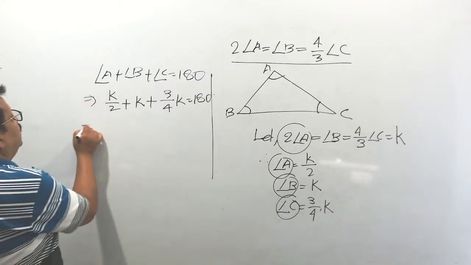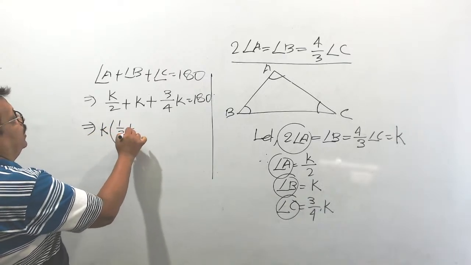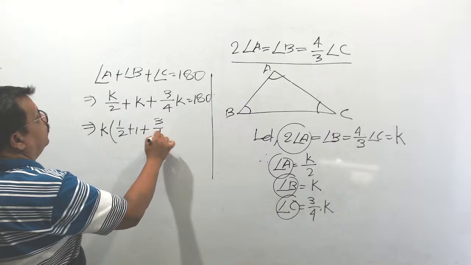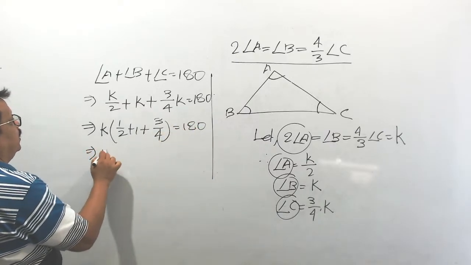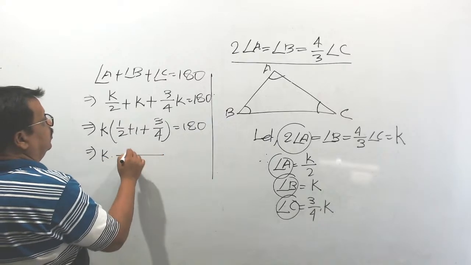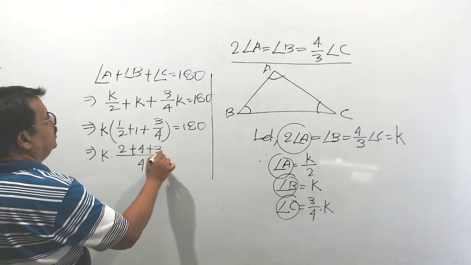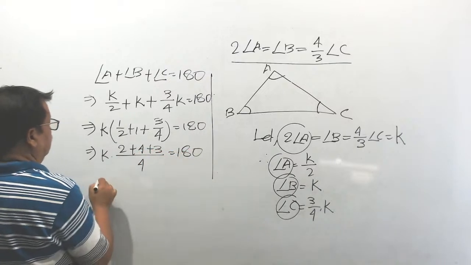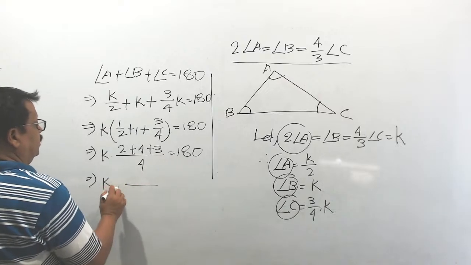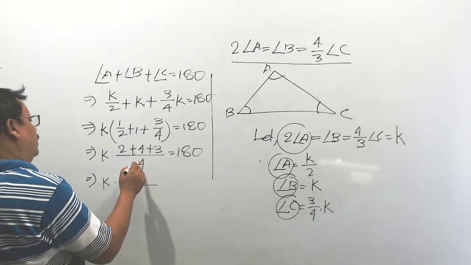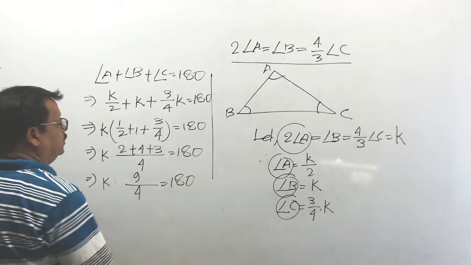Now simplify and find the value of K. Take common K. Half plus 1 plus 3 by 4 is equal to 180. This implies K into, what is the LCM? 4. It's 2 plus 4 plus 3 is equal to 180. This implies K into 9 by 4 is equal to 180. Is it?